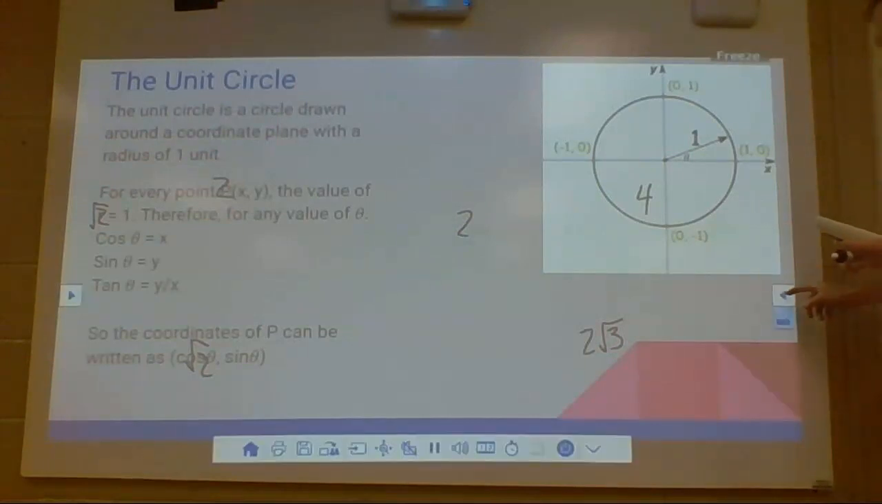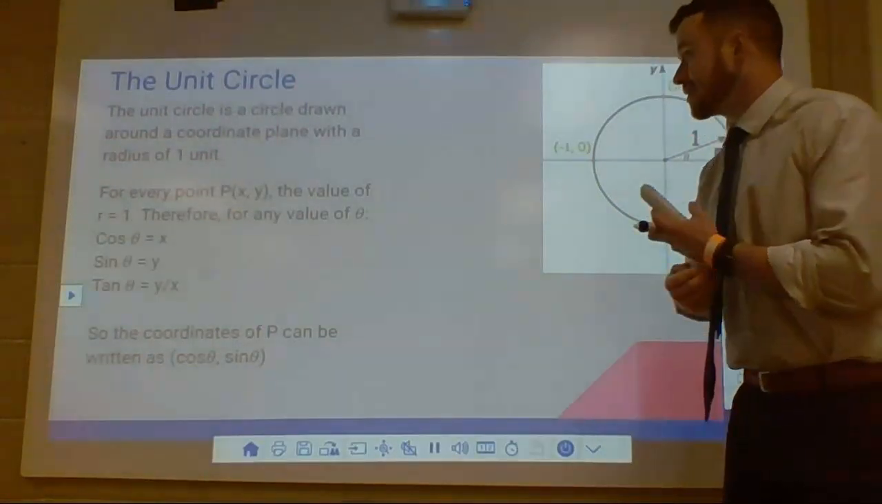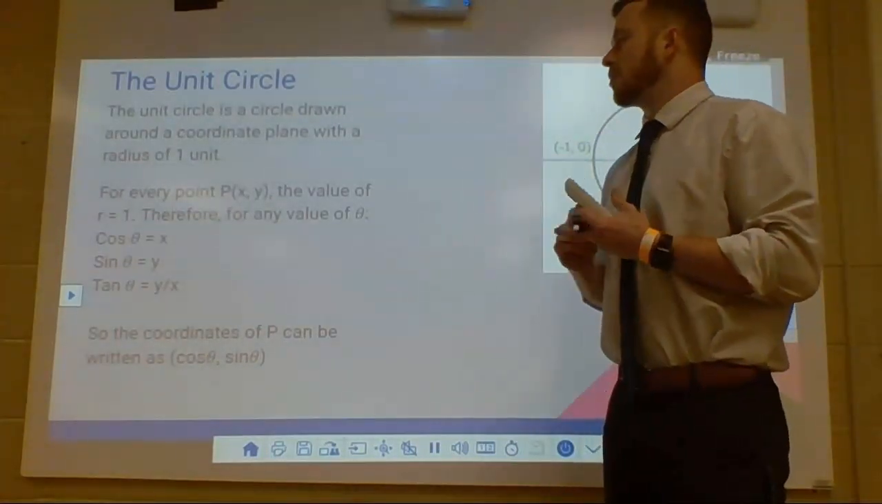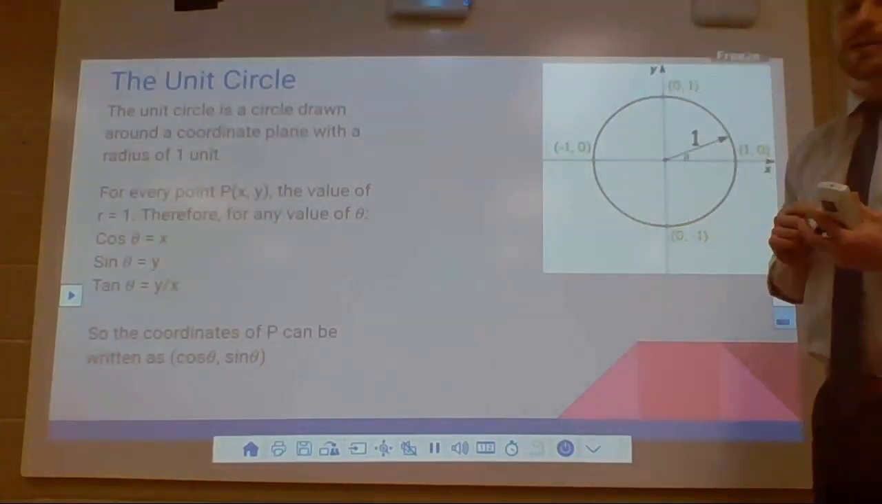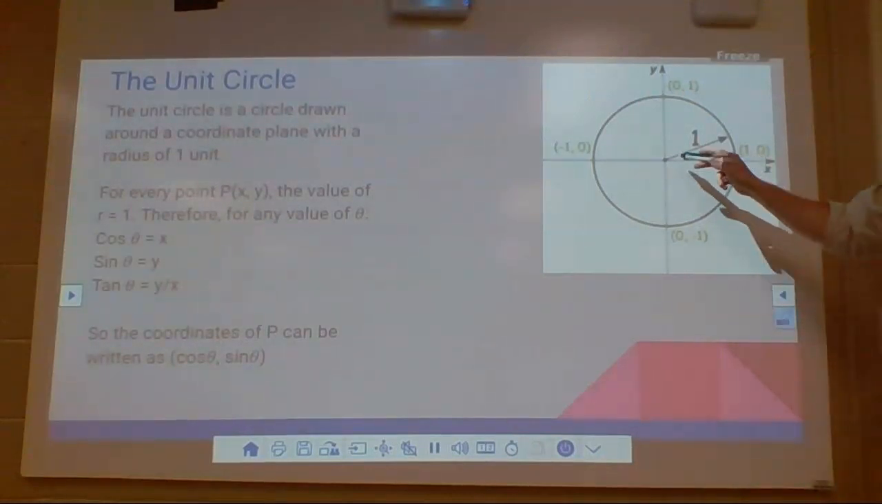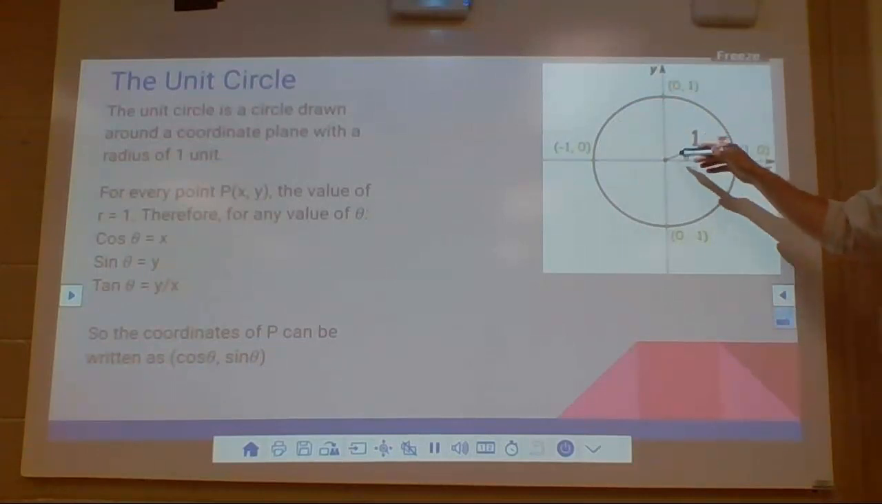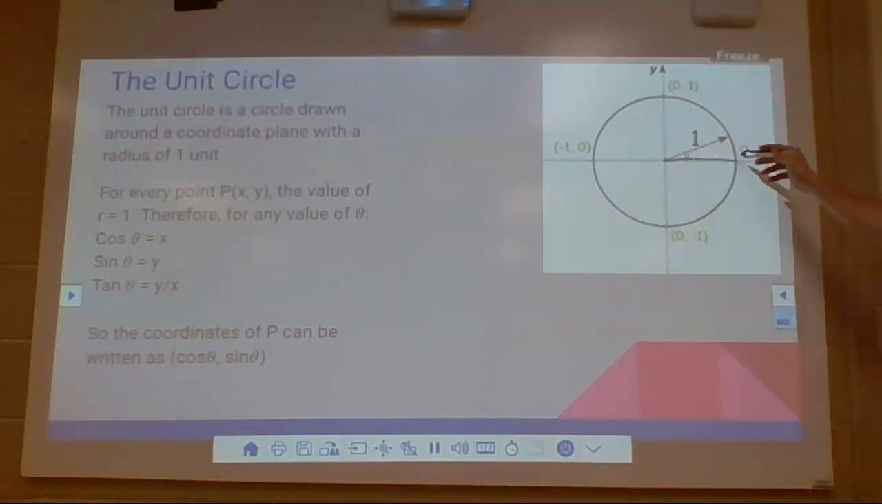Let's talk about what the unit circle actually is. So the unit circle is a circle drawn around a coordinate plane with a radius of 1 unit. So here you see the unit circle. It's on the coordinate plane. It has a radius of 1 unit. So you can see it labeled there. Here's that radius. Also, here are some other radii.